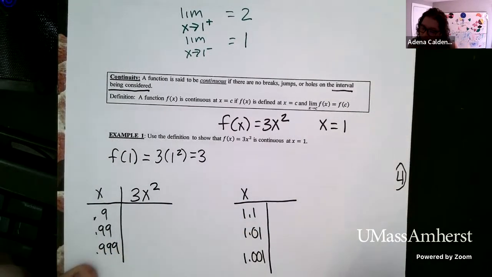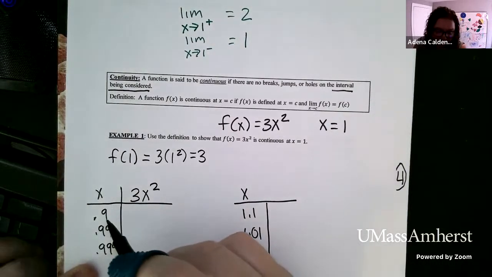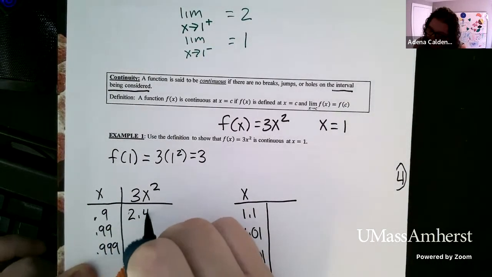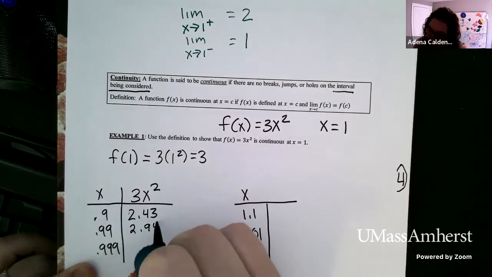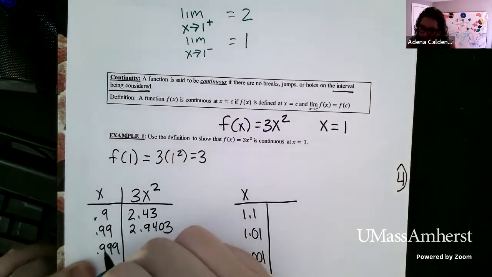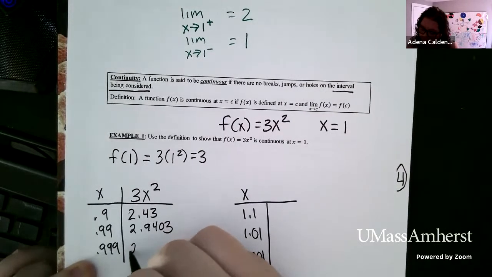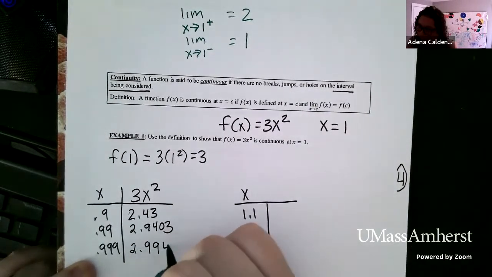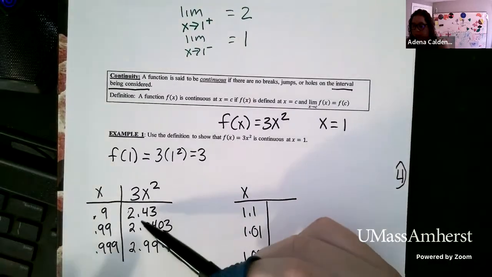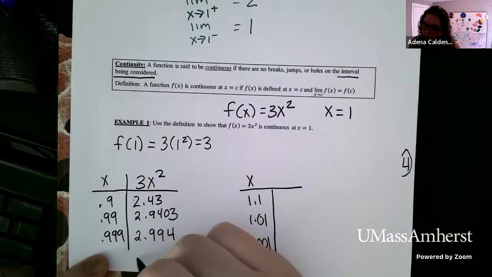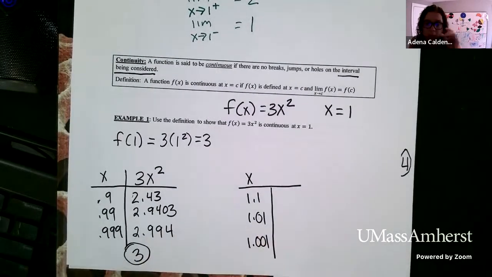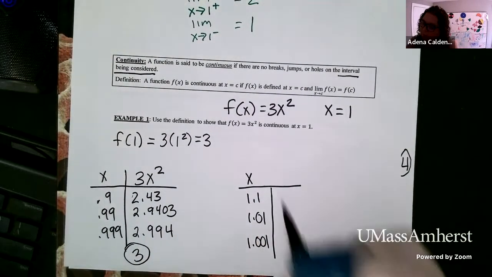So when we plug into 3x squared, when we plug in 0.9, we get 2.43, 0.99, we get 2.9403, 0.999, we get 2.994. So what I'm seeing here is I'm getting more nines as I get closer and closer to 1. So I'm pretty confident that from the left, I am approaching 3.